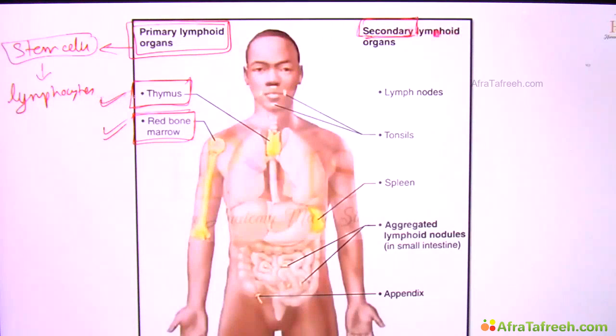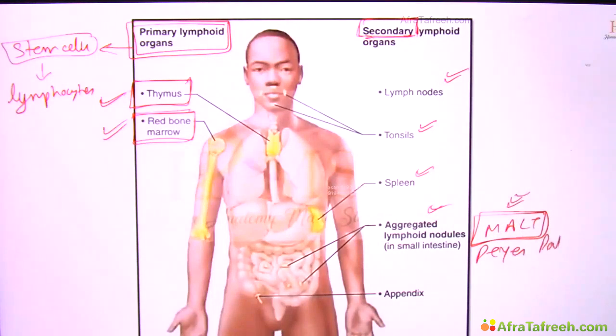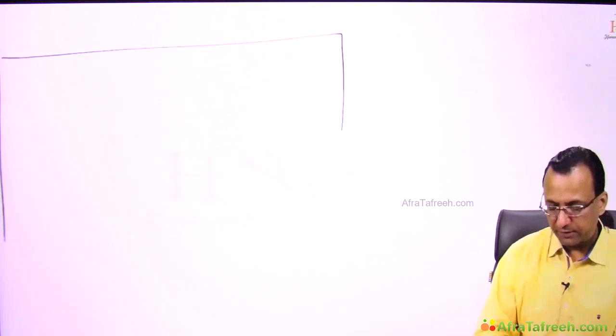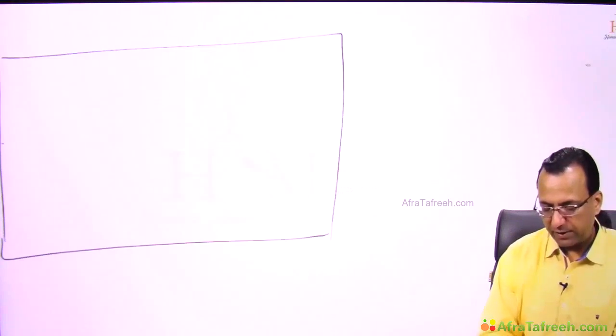Like what is there? In secondary lymphoid, I have lymph nodes, tonsils, spleen and MALT. What is MALT? That is mucosa associated lymphoid tissue. So mucosa associated lymphoid tissue, like where? Like Peyer's patches. Where do I have Peyer's patches? In the terminal ileum. So what do you want to discuss in the table? Primary and secondary.